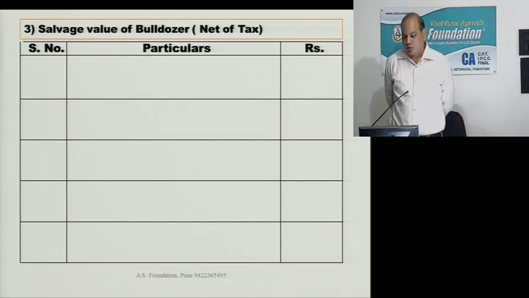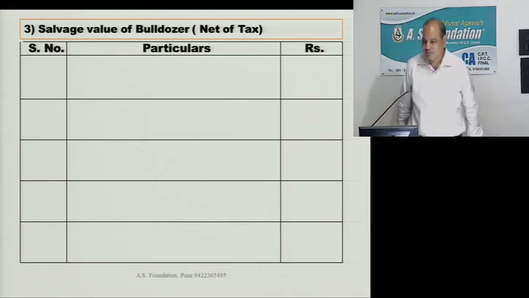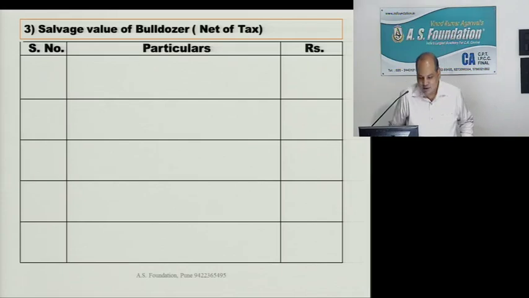Now one more working note, write down. This is positive. What is that next working note? Salvage value of bulldozer net of tax. Right hand side rupees. First 10 seconds you will get a chance to answer the final figure. 10 seconds starts now.